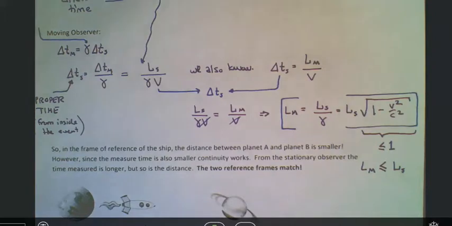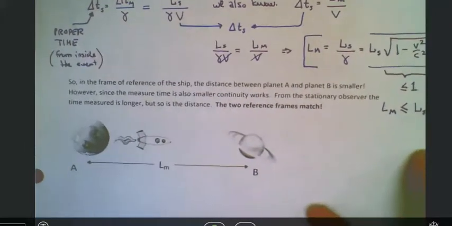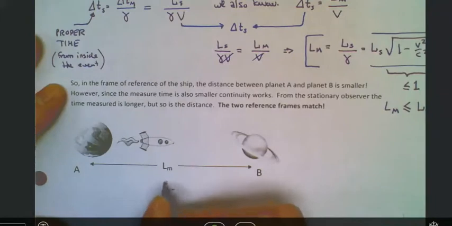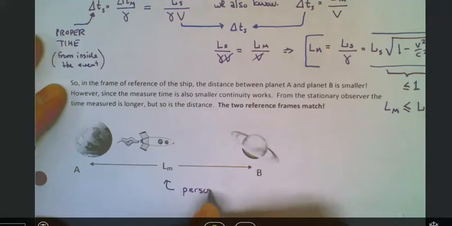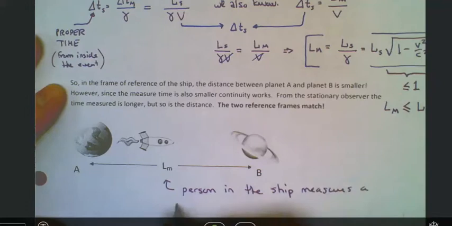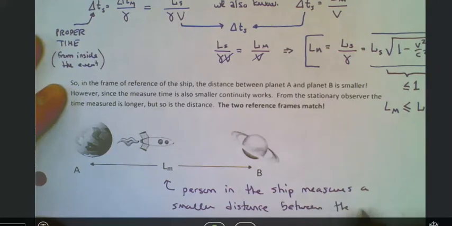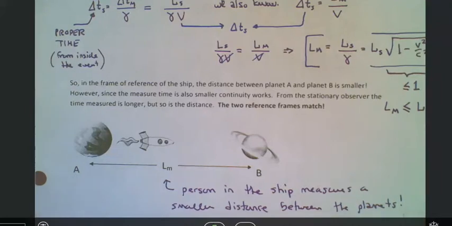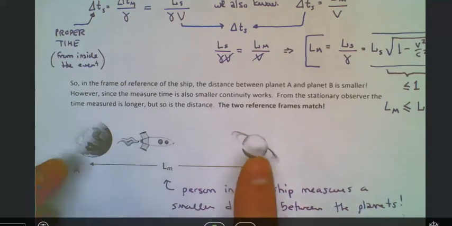So in our diagram below, you will see that the person in the ship measures a smaller distance between the planets. So they measure a smaller time, a smaller distance.